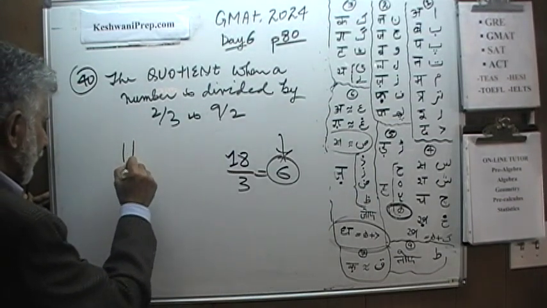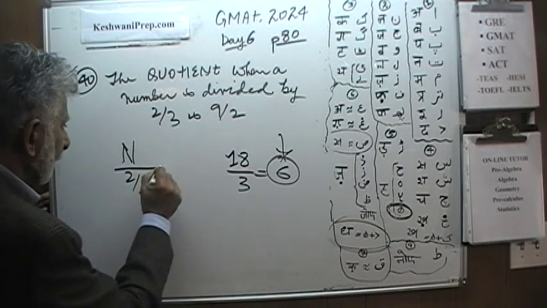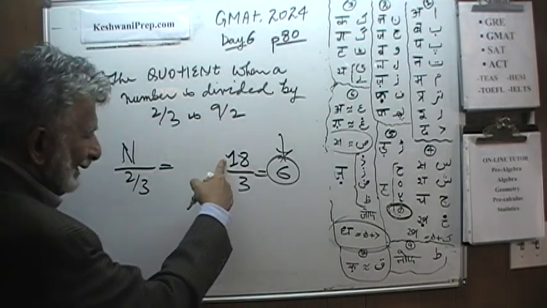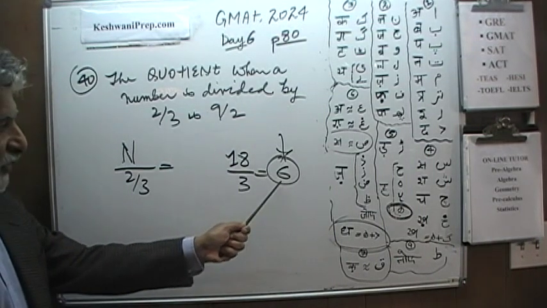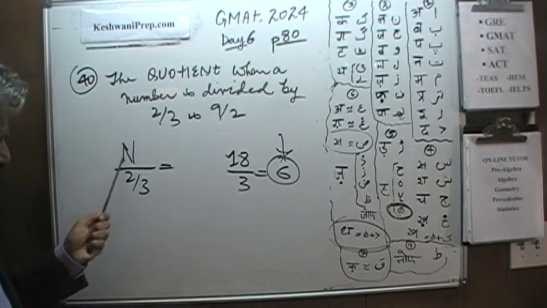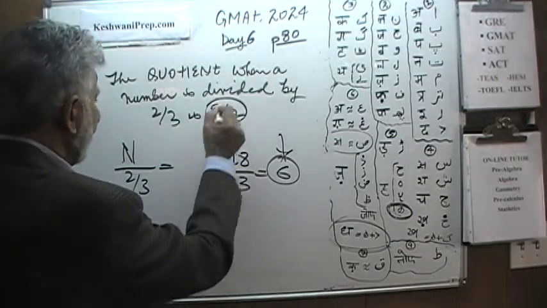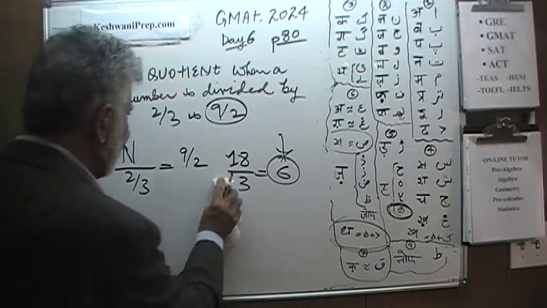We are told that when n, some number n, is divided by 2/3, the quotient, when 18 is divided by 3, the quotient is 6. Saying that the quotient is 6 is saying that the result of this division is 6. Here, the result of this division, we are told, is 9/2. The question is, how much is n?